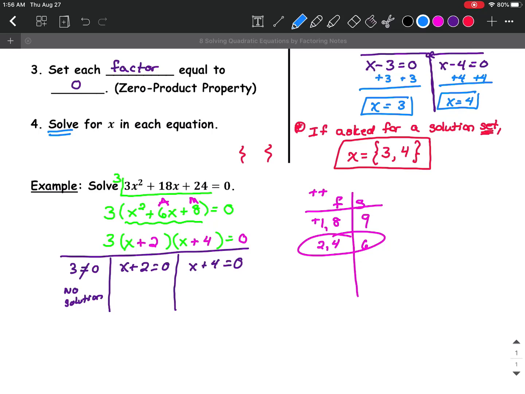We're going to solve. We do that by subtracting 2 on both sides, and we get x equals negative 2. And for x plus 4 equals 0, we subtract 4 from both sides of that equation, and we get x equals negative 4. And now we have our 2 solutions.